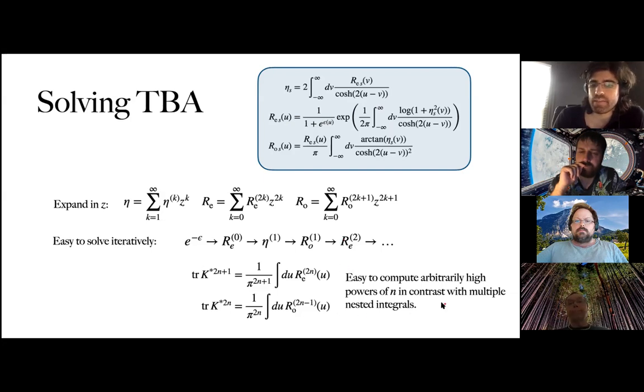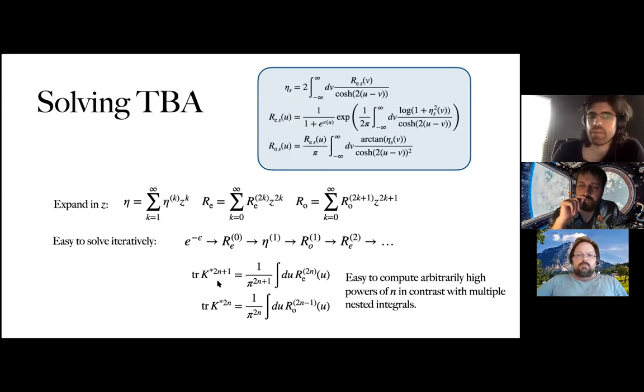And basically that's it. Once I find this, I try the powers of K, and that solves the problem, because I can just sum them and obtain the expansion of the Fredholm determinant. That's the main result of this part.